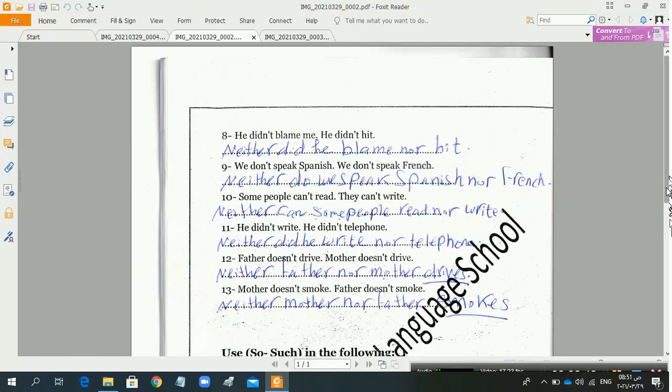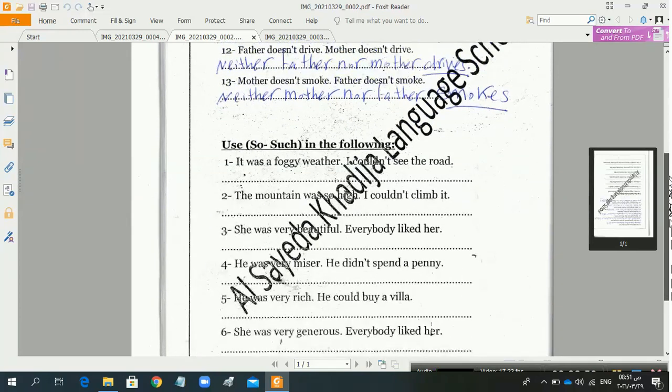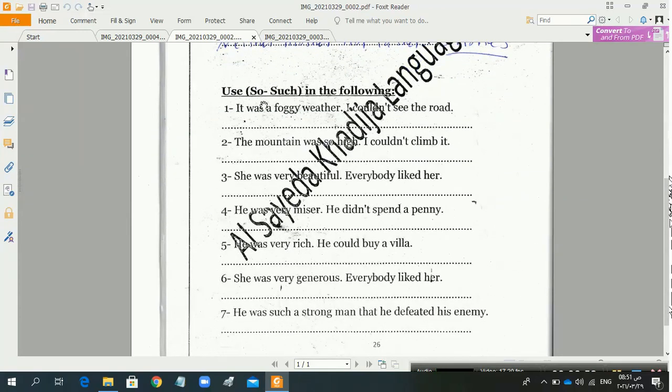The following is about using "so" and "such." If you note, "so" and "such" are written in capitals, because we are going to write them at the beginning of the sentence. How I will answer this? But first, have a look.